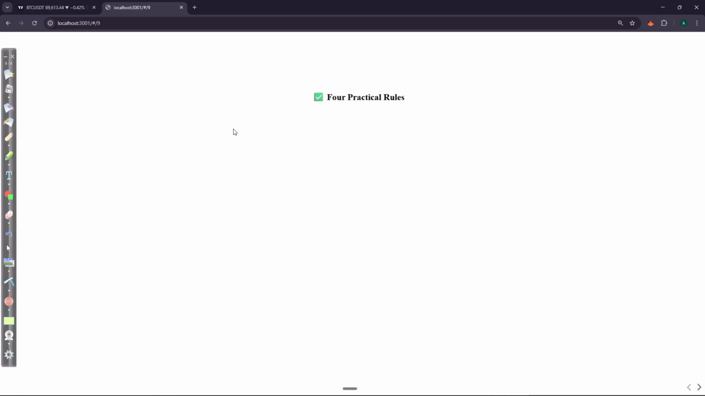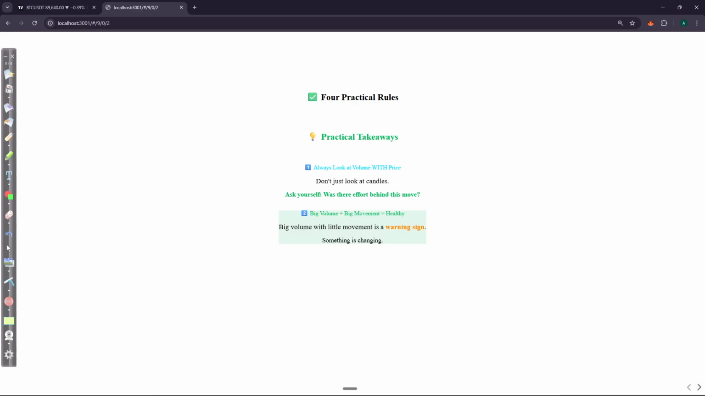Okay. So the four practical rules that I want you to take away are: number one, always look at the volume with price. Don't just look at candles. Ask yourself, was there effort behind this move? Second, big volume with big movement is healthy. Big volume with little movement is a warning sign, and something is changing there. Number three, decreasing volume on pullbacks is bullish in uptrends or bearish in downtrends. It means there is no conviction in the counter move.